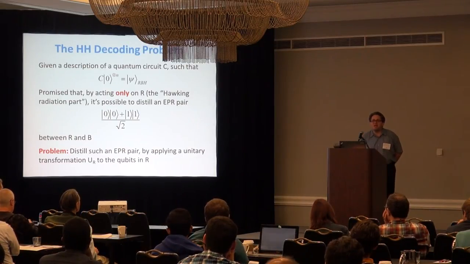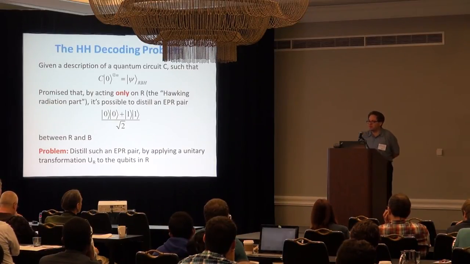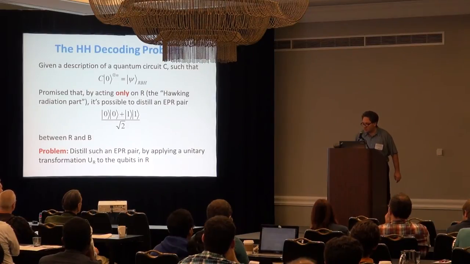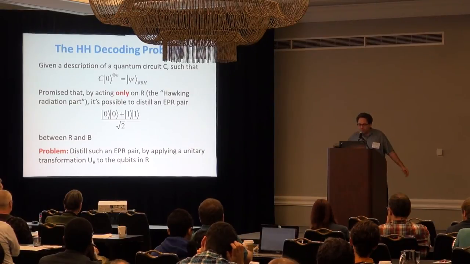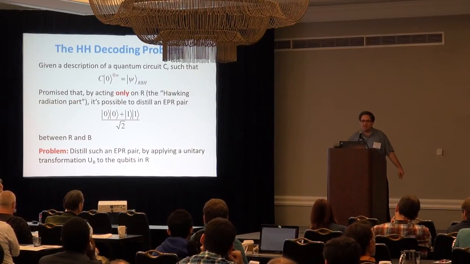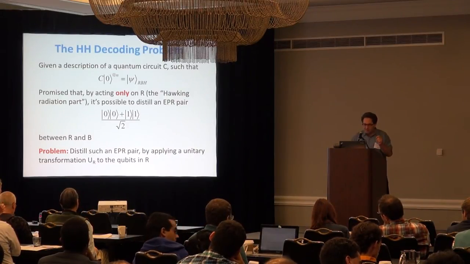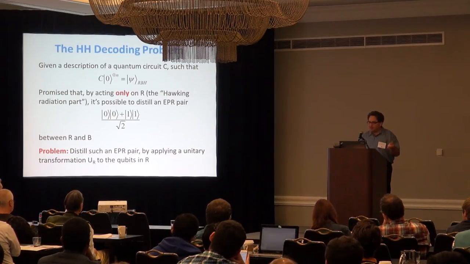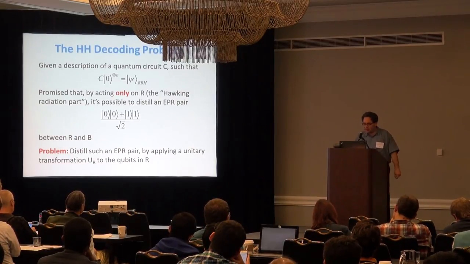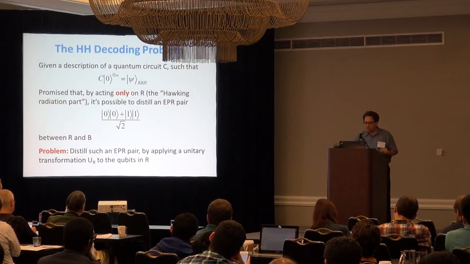And we know the complete laws of physics that are relevant, which means we know a complete description of this polynomial-sized quantum circuit, C. So C acting on the all zero state prepares some pure state psi on these three regions, R, B, and H. Now we're given a promise about psi, not a very strong one. We're promised that by acting only on R, the Hawking radiation part, it is possible to distill an EPR pair between R and B. So there is maximal entanglement between R and B.